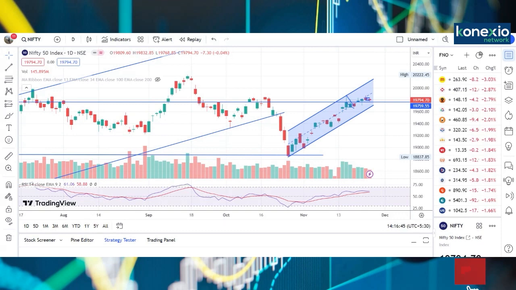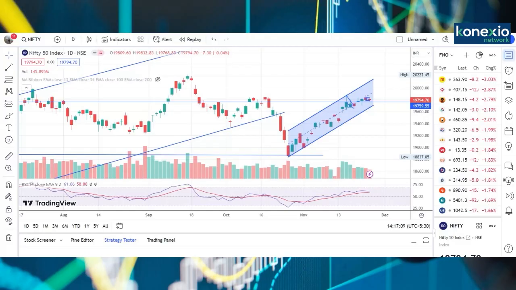Traders should just try to watch out for these levels and trade in the direction of the primary trend, and the primary trend is positive. We might see some sort of cool off or a flat opening on Tuesday, but if there is an intraday dip, I feel that buy on dips should be the strategy for the next week, and the primary trend is still positive at this juncture, looking at the daily charts.